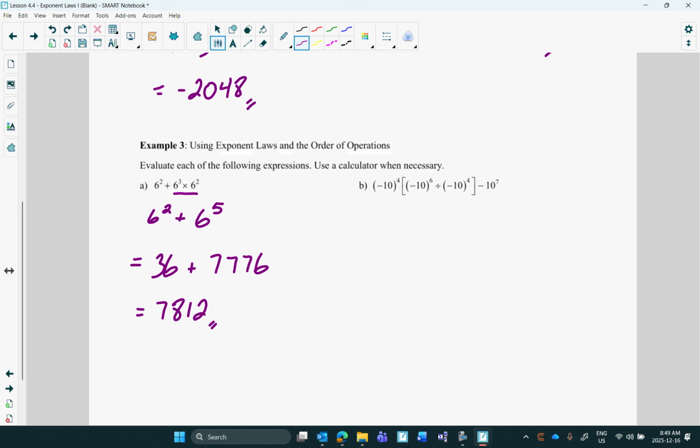Okay, this one's a little complicated, but do it in proper order. I see stuff in brackets. So I'm going to look inside the brackets. I'm not touching anything else. Can I make that into a single power? Yes. What do I do with the exponents? Subtract. So I get -10 in parentheses squared.